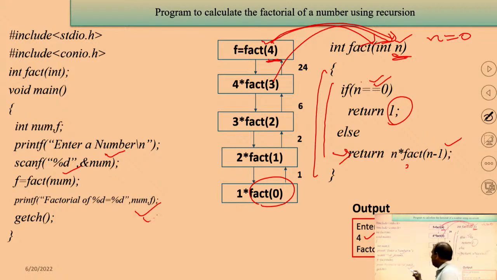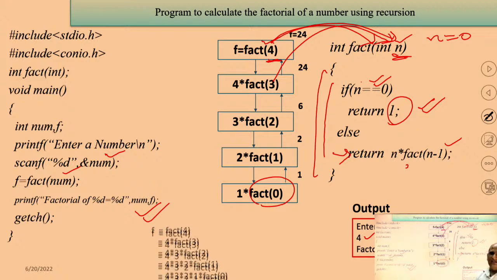This way fact 4 returns 24, and that 24 will be assigned to this f variable, and that will be printed over here. This way we can see that if we do not properly implement this base condition, the recursive call may go to infinite calling, and that infinite calling will hang up your RAM, will hang up our system. That's why it will go to the infinite loop. That's why the base condition must be appropriately devised.